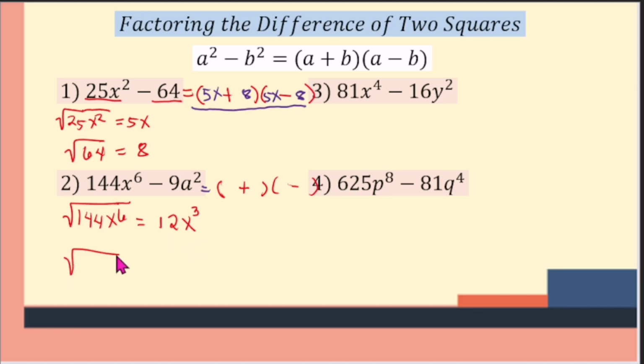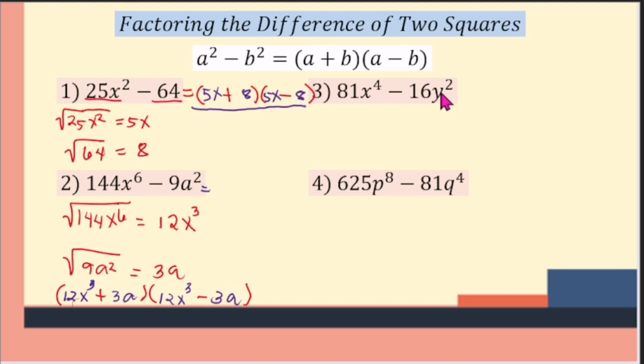Then, kunin natin yung square root ng 9a squared. Ang square root ng 9 is 3. At ang square root ng a squared ay a. Lagay ko na lang dito sa baba para makita ninyo. Plus and minus. So, si 12x cube ilalagay sa first term. So, 12x cube dito, 12x cube din dito. Si 3a naman dito sa pangalawang term. And this is now our factor.